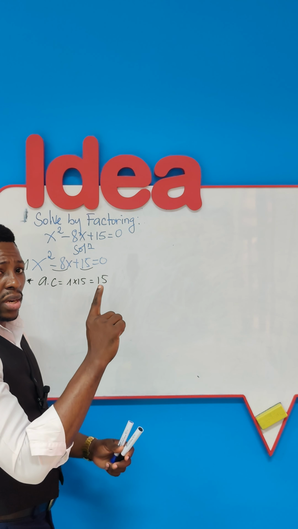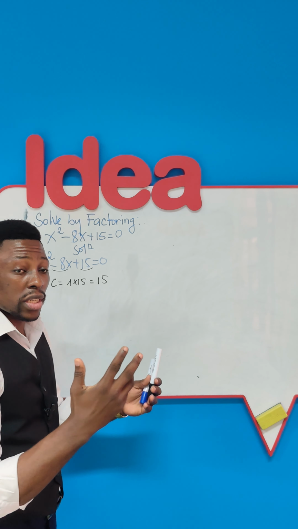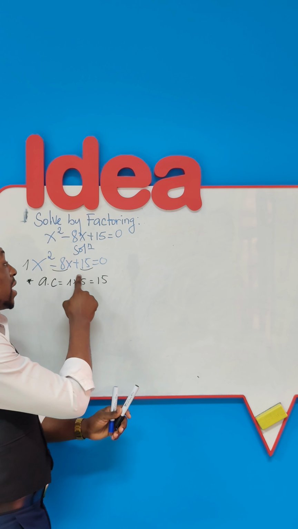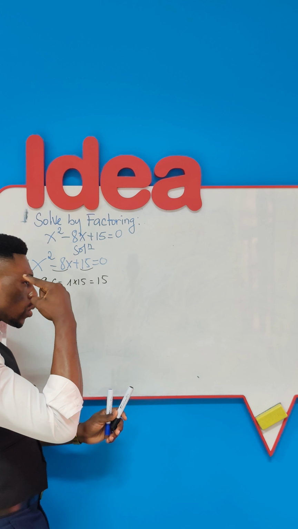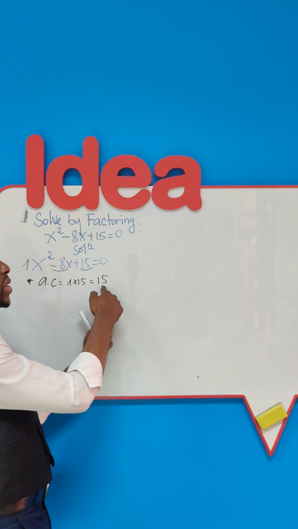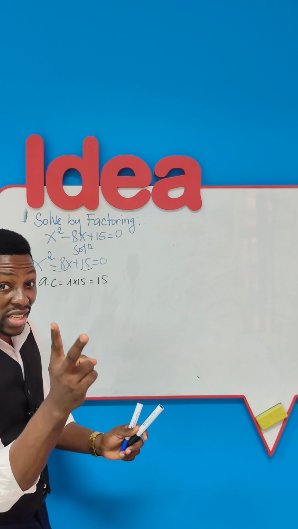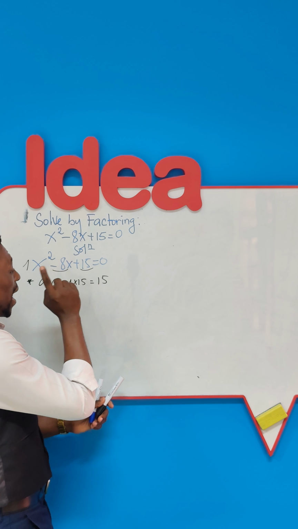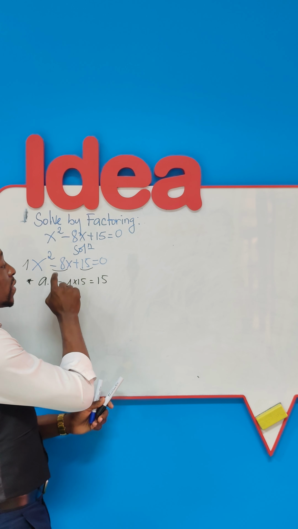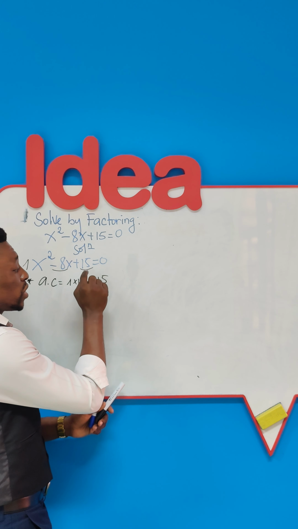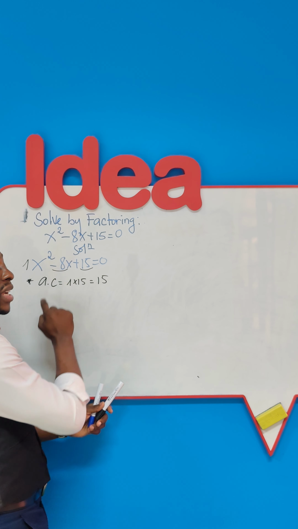Now notice one thing here, dear friends. This is how to work smart. AC is positive, but B here is negative. This calls to mind already that the two factors we should get here should both be negative, because the product of two negative numbers will give us a positive number. And here B is negative. This is the reason we are using two negative factors, because B is a negative number.